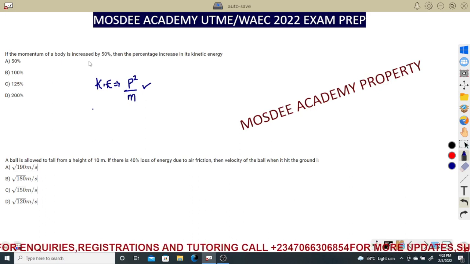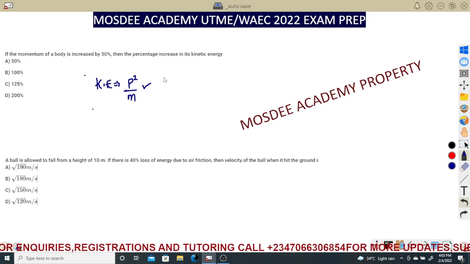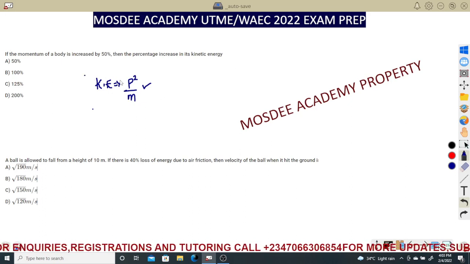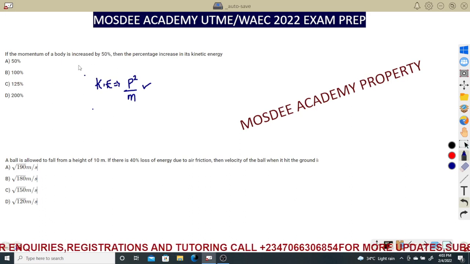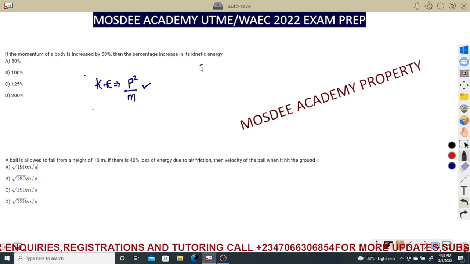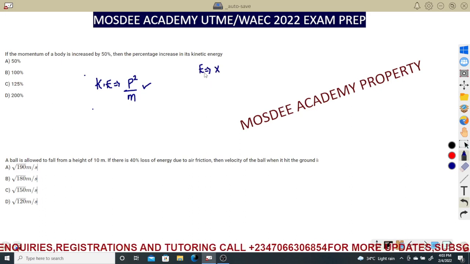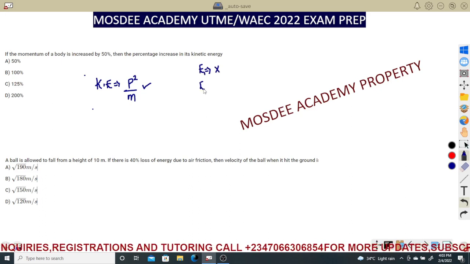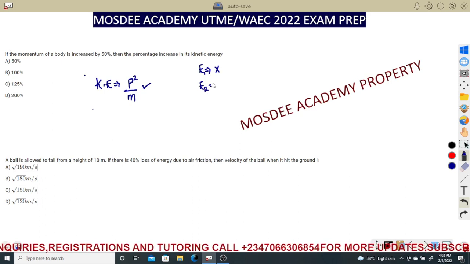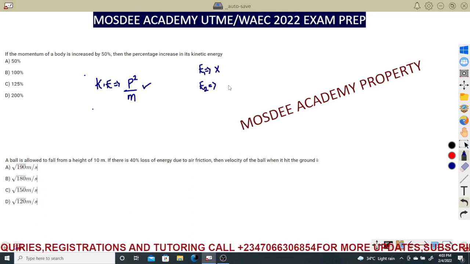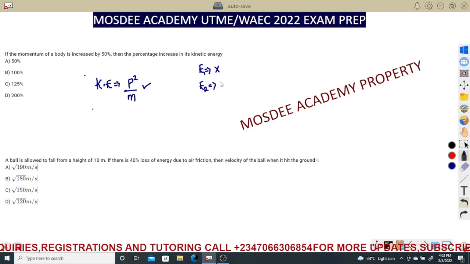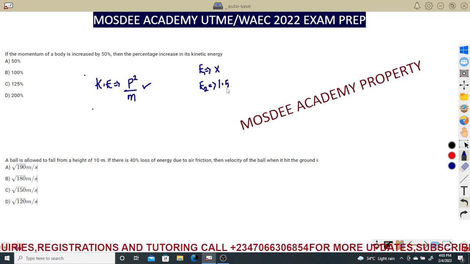It's so simple. You can use your knowledge of variation, for those that are also math students, to get it. Now, let's say the initial kinetic energy was X. I'll call that E1. The new kinetic energy, E2, has been increased by 50%. From your knowledge of mathematics, increasing something by 50% gives you 1.50x.